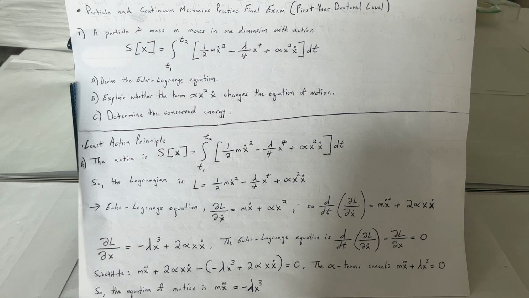For part A, we want to derive the Euler-Lagrange equation. Part B, explain whether the term alpha x squared x dot changes the equation of motion. And part C, determine the conserved energy. So this is a least action principle problem.